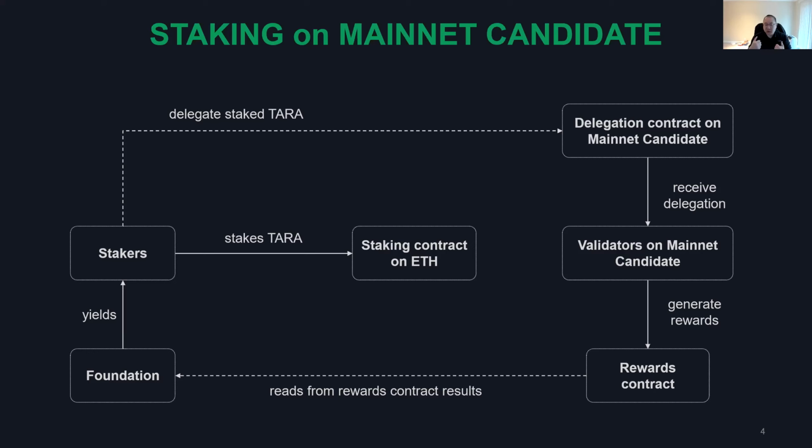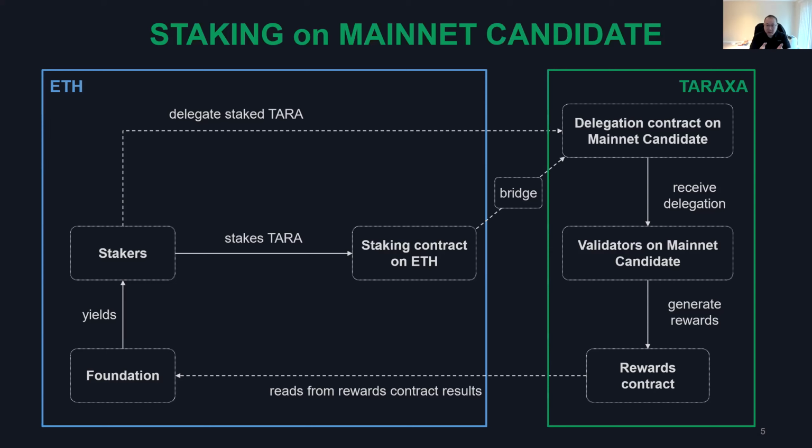The node operators would take their commission and the stakers would take the remaining yield, right? So the foundation would, instead of just reading purely from the staking contract, figure out what the rewards should be based on the performance, based on the network's generated rewards, and then it would send the yields to the stakers. Okay, so that's how staking will work on the mainnet candidate.